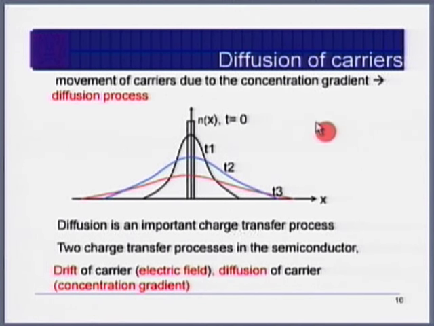Now that brings me to the second important mechanism of charge transport, and that is the diffusion of carriers. One transport mechanism is the electric field: when you have an electric field, carriers move. The other is diffusion of the carriers. Diffusion is basically a motion of carriers from a high concentration level to a low concentration level.